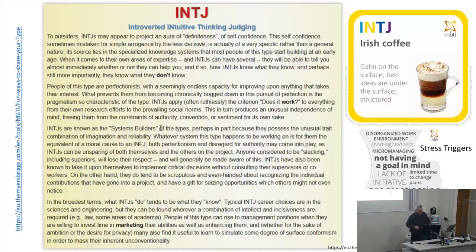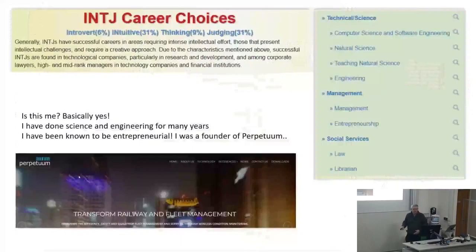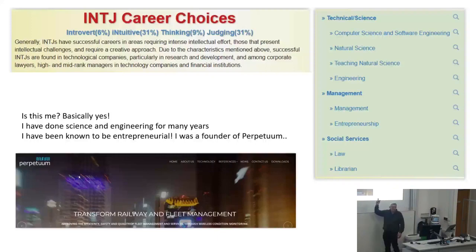You do the test, and then you've got access to all this information about who you might be. So there we go, career choices. I had a look at that, and it said successful careers, no surprises in the fact that we're technology companies, research and development, and maybe corporate lawyers, managers in technology companies and financial institutions. So is this me? So I looked at it and I said yes. I've done the science and engineering for many years. I fit into this mould quite nicely.